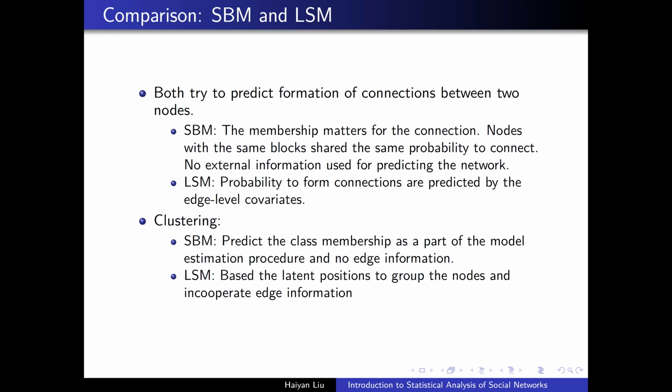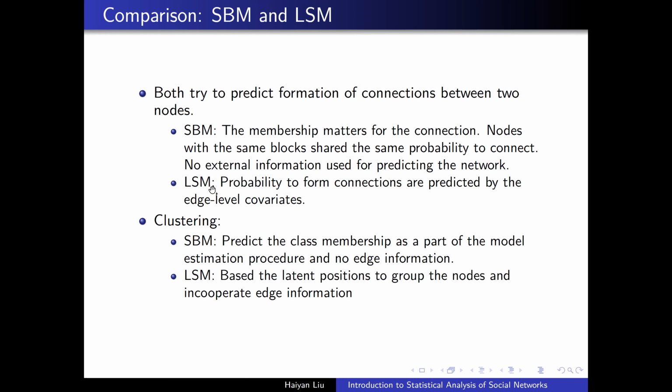Now, the latent space model is more flexible and can include covariates to predict the formation of edges between two nodes. So it includes the edge-level covariates. It also allows for different probabilities for pairs of nodes to connect. So the latent space model, in terms of the probability to connect, is more flexible than the stochastic block model.